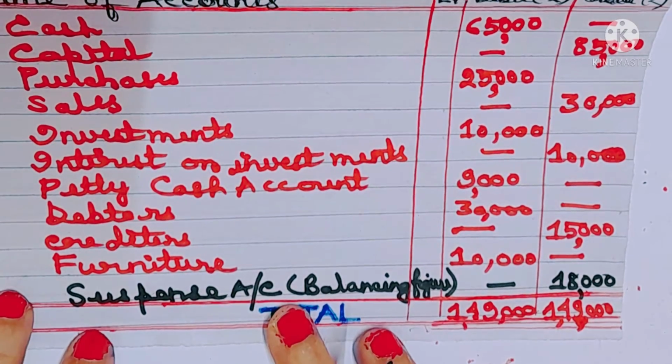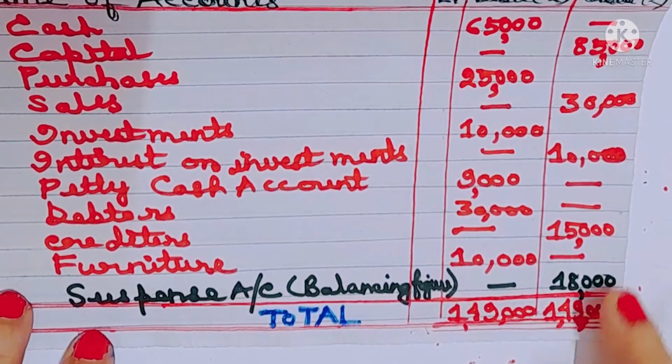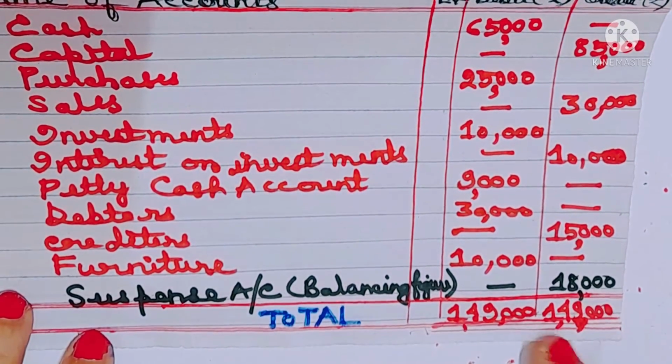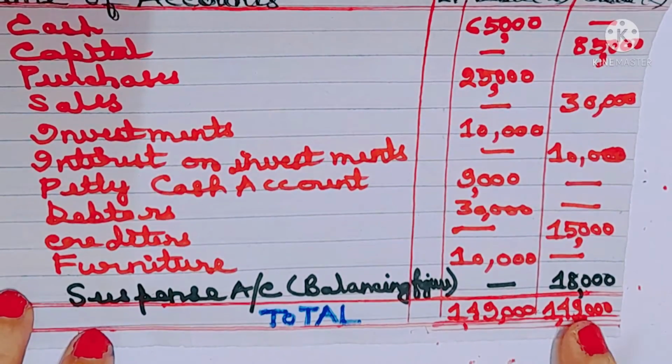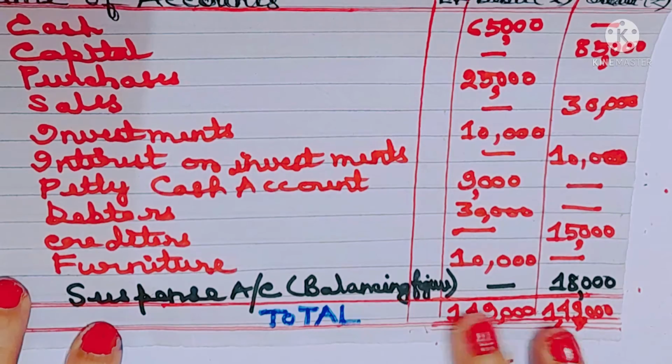Understood? So now you see the debit column is equal to the credit column. There is no shortfall anymore; 18,000 we have written as suspense account. So now the debit column is equal to the credit column. Now the trial balance did tally. The trial balance is tallying. Understood?